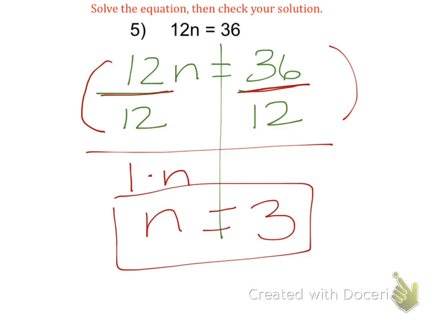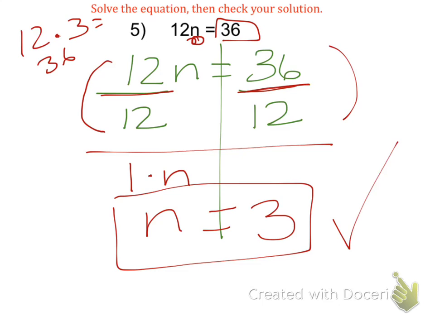Check our solution. So we go up here and we have n to be 3. So 12 times 3 equals 36. Is that right? Yep. Woohoo, there we go.